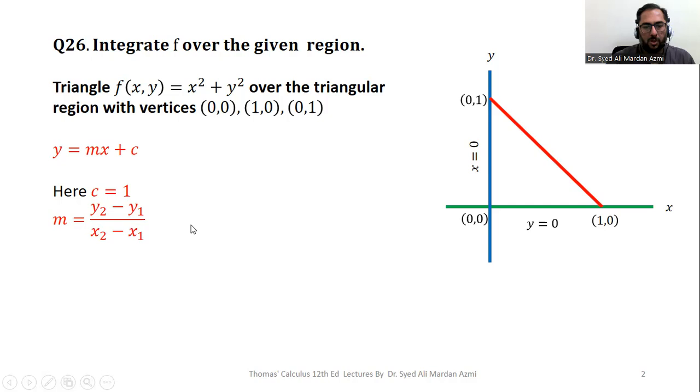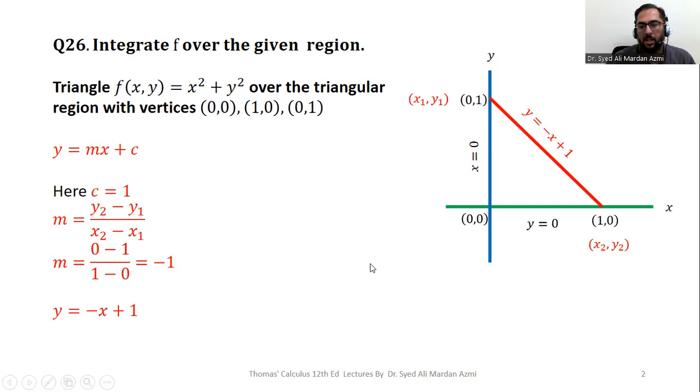To calculate the slope, we have the formula m is equal to y2 minus y1 over x2 minus x1. Now, we can take 1, 0 as x2, y2 and 0, 1 as x1, y1. We can calculate the slope with the help of this formula: 0 minus 1 over 1 minus 0. The value of the slope is minus 1. So substituting the values of slope and y-intercept in this equation, we get y is equal to minus x plus 1. So the equation of this red line is y equals minus x plus 1.